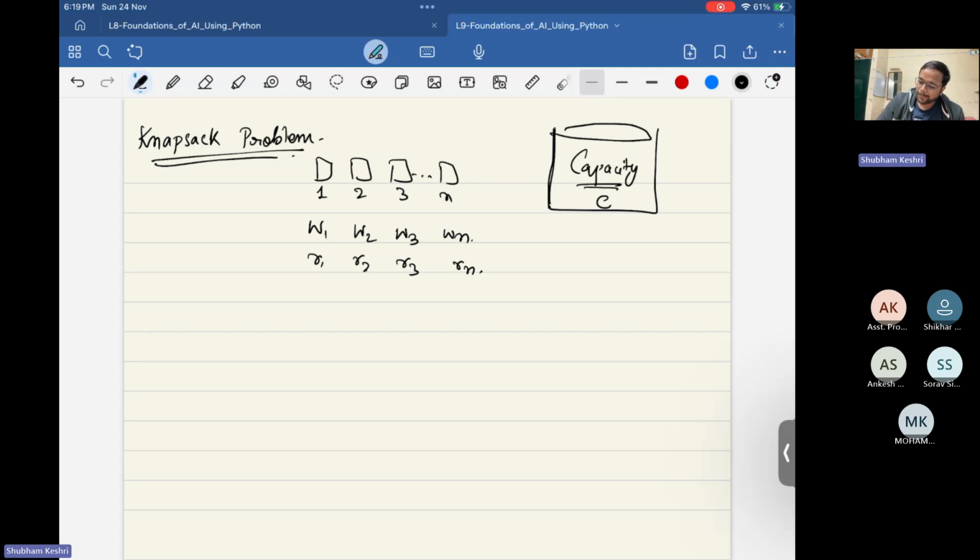You have to pick objects such that you do not exceed the capacity of the bag. Moreover, you have to maximize the reward you are getting when you are picking these objects. Okay, so you can pick from these n objects as many objects as you can. You have to just ensure that the capacity of the bag is not exceeded and the total reward you are getting is maximized. This is the problem.